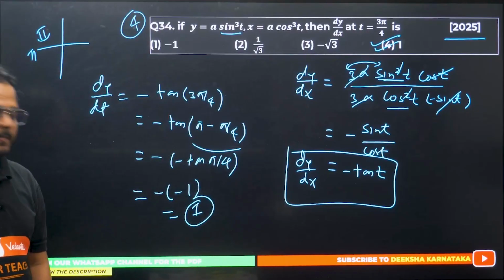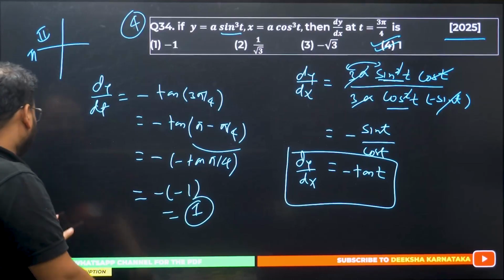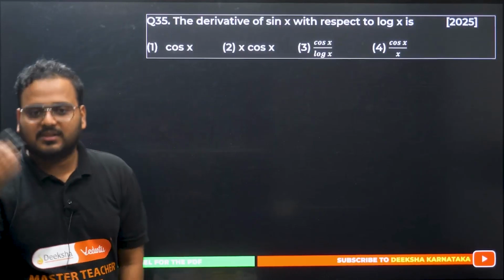Easy question? Very easy question or not? Tell me. Had fun? Okay, 35th one now. The derivative of sin x with respect to log x. So this is easier than the previous one.